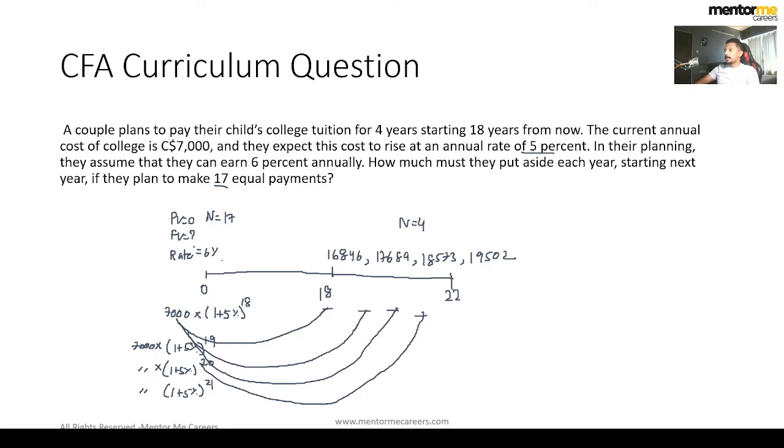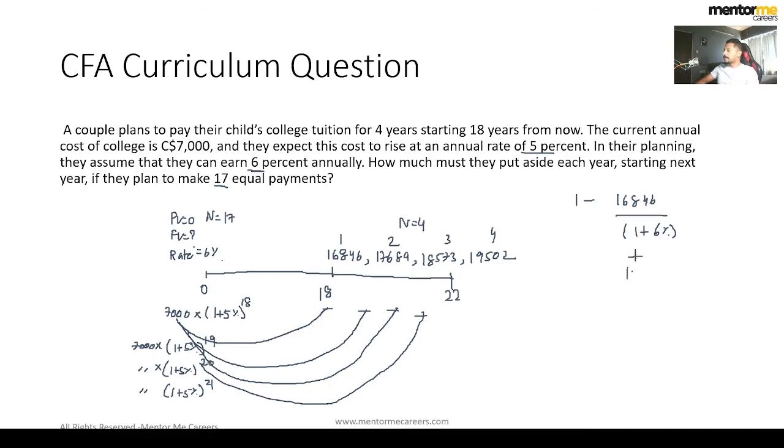Now, since these are happening in different years, 1, 2, 3, and 4, we need to get it back to 18. So what are we gonna do? We're gonna use the present value function. The present value is simple. You just need to take the first education cost, 16,846, divided by 1 plus the interest rate, not the cost of education. Because your money is still there in the bank account, which is earning you 6%. So the discount rate has to be 6%, not 5%. That would be your first payment.